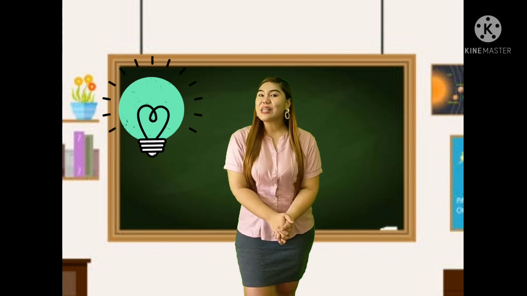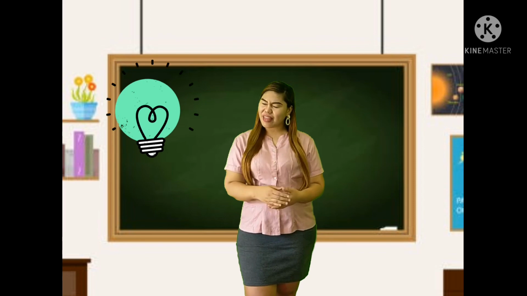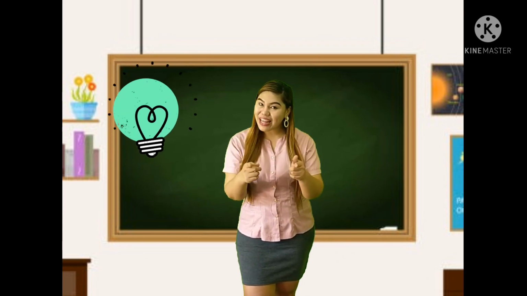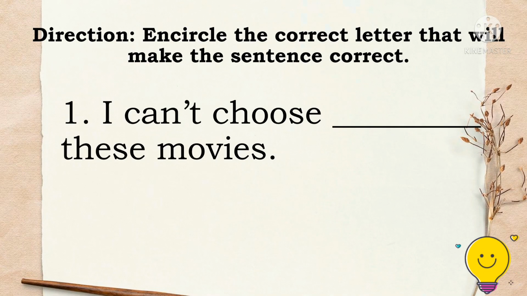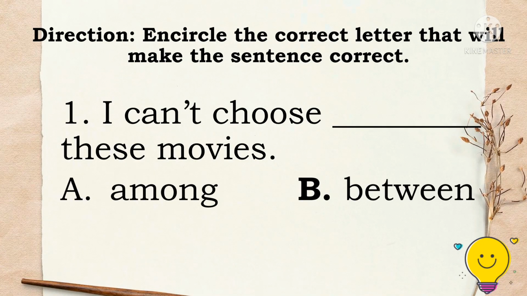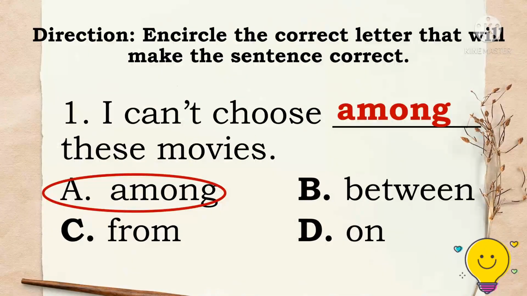And now, let us have this activity that will measure how much you have learned from the entire lesson. Alright, are you ready? For this activity, you are going to encircle the correct letter that will make the sentence correct. Number 1. I can't choose blank these movies. Letter A, among. B, between. C, from. D, on. Very good. It's letter A, among. I can't choose among these movies.